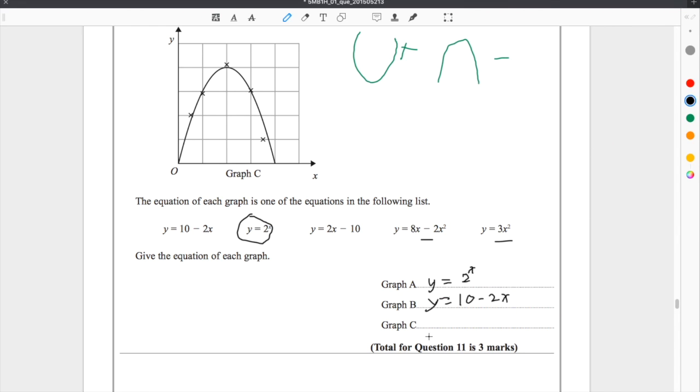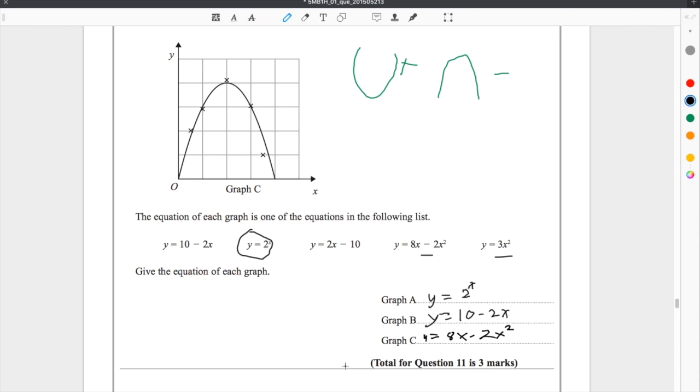So it's y equals 8x minus 2x squared. So we just need to be able to identify graphs for this question.